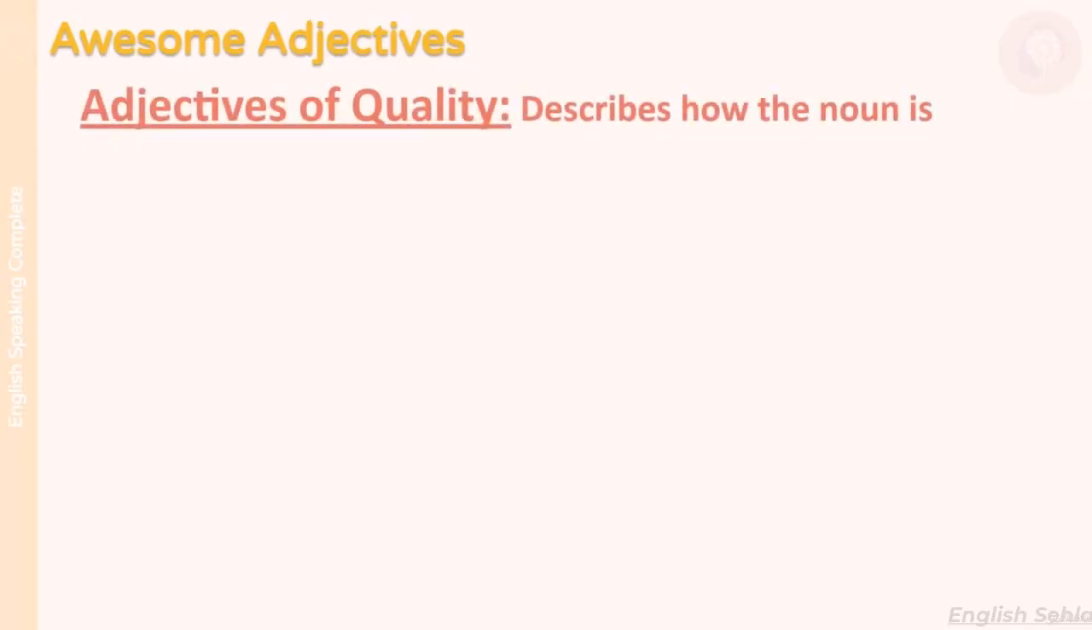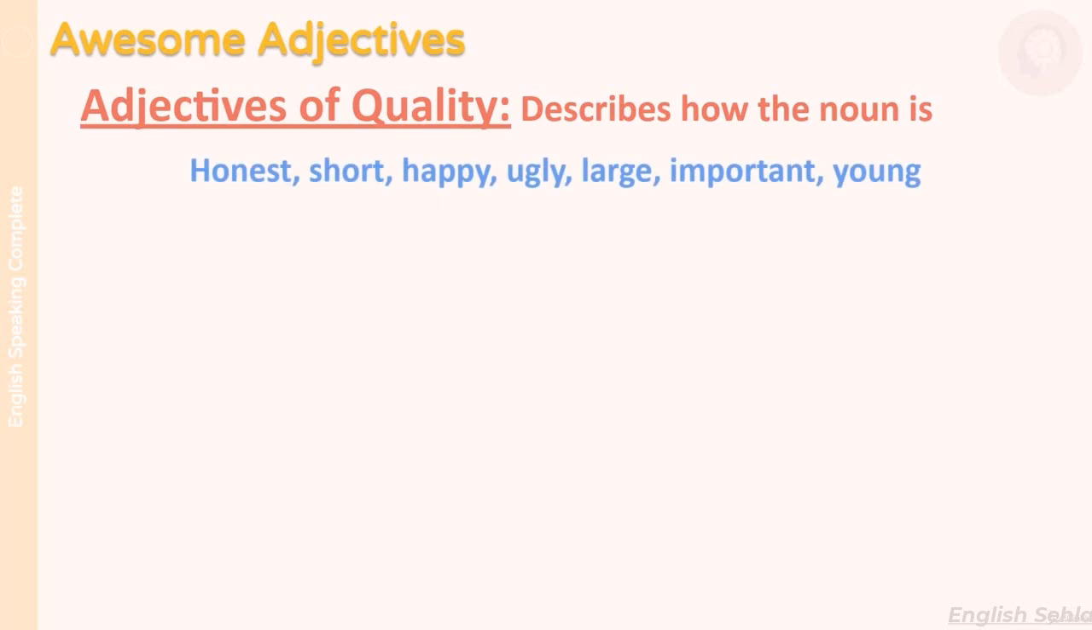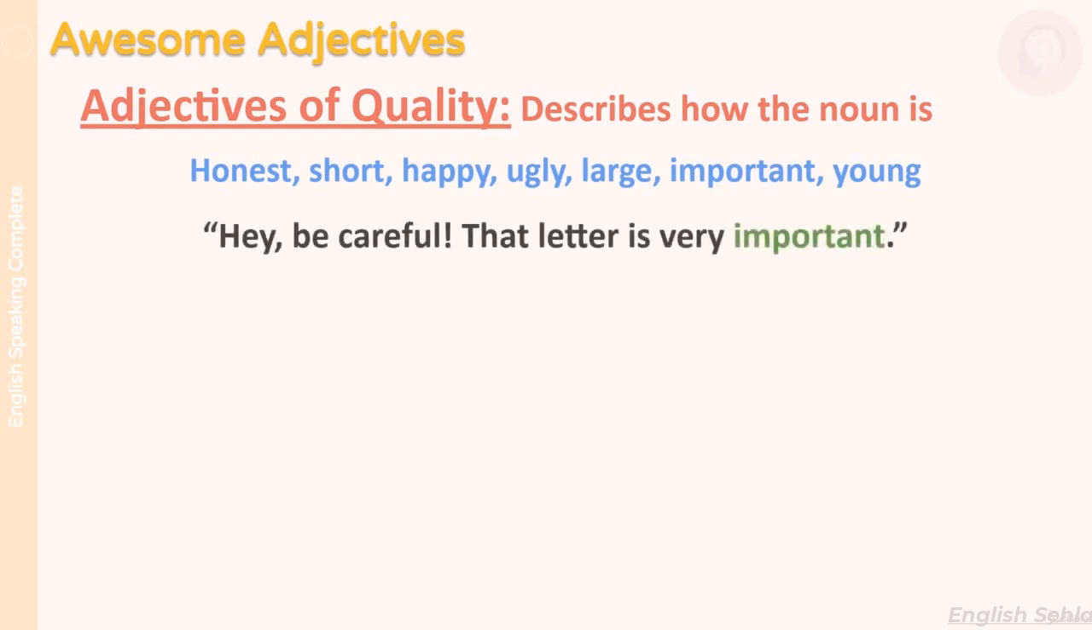So we'll begin with adjectives of quality. And this is that classic example of an adjective that describes how the noun is. It describes the quality of the noun. This can be things like honest, short, happy, ugly, large, important, young, all adjectives used to describe nouns. Be careful, that letter is very important. So we have letter, which is our noun, and then we have very, which actually is an adverb, and important, which is our adjective. The quality of the letter is important.